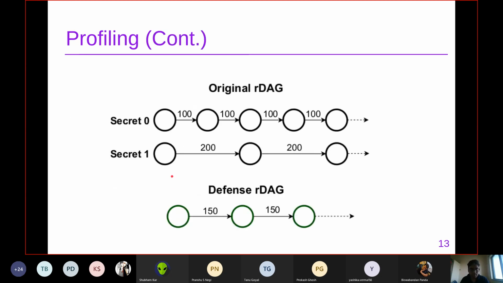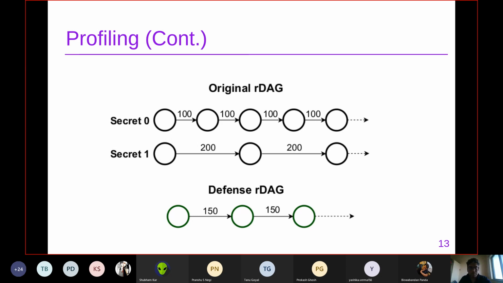So just as an example, let's say that the original RDAG for a victim, in the case of secret 0, has memory requests in the interval of 100 time units, and in case of secret 1 has memory requests in the interval of 200 time units. Feeding these two RDAGs to the request shaper will come up with a defense RDAG, which has memory requests per 150 time units.